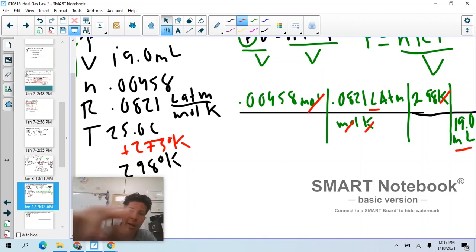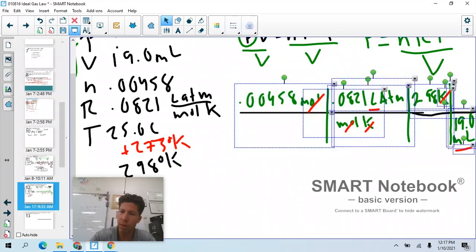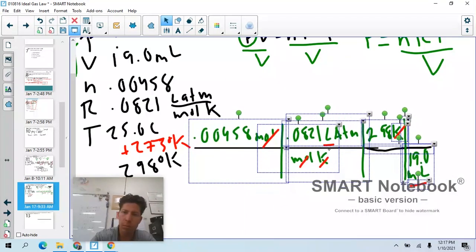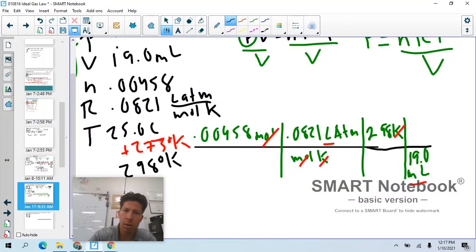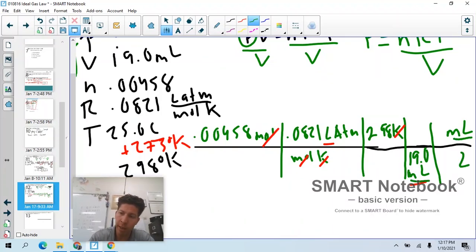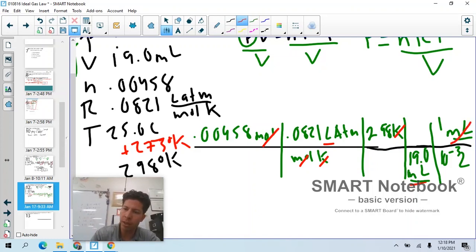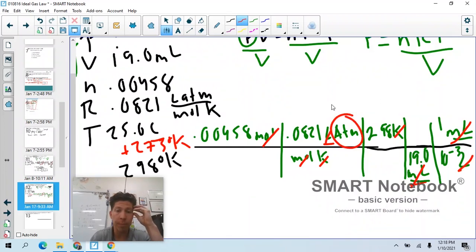So I've got to do one more thing, and I ran out of room, so let's just move this down here. To convert milliliters into liters, got to do one more step, right? So I want to get rid of milliliters. So put milliliters on the top to cancel with milliliters on the bottom, and I want to get that to liters. One goes by the prefix. Milli means 10 to the negative 3. So this will allow me to cancel, right? Milliliters cancels with milliliters, liters cancels with liters. I'm left with atm, which is what I want.